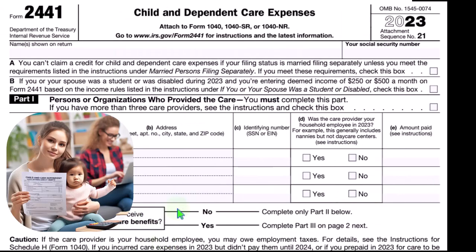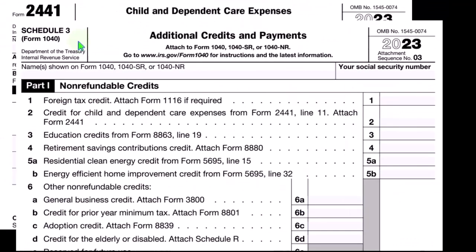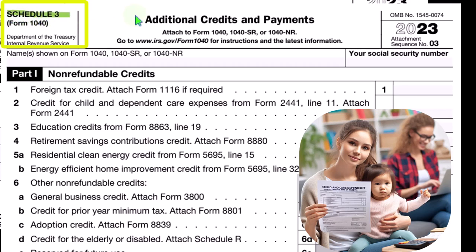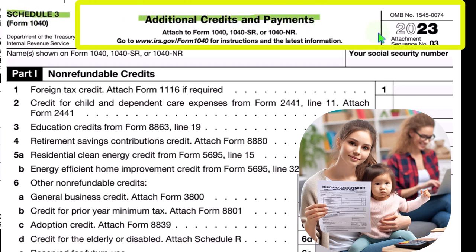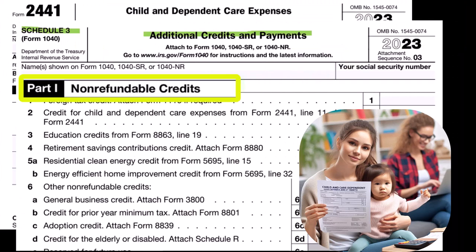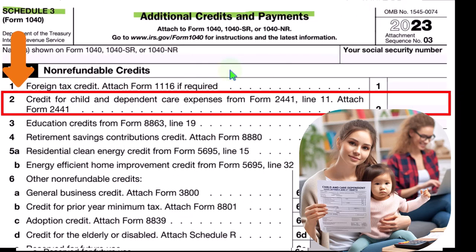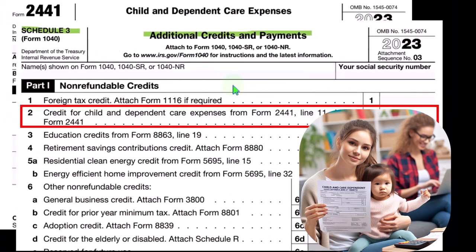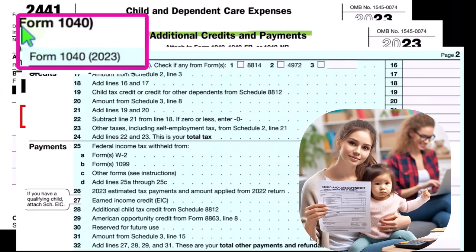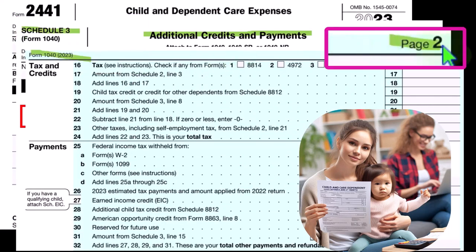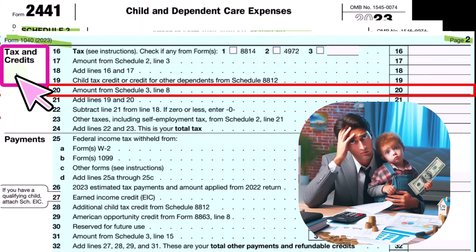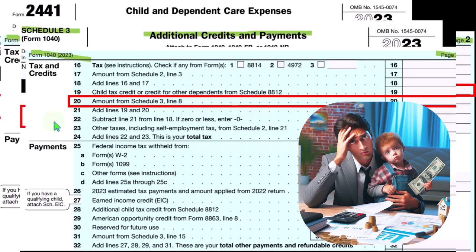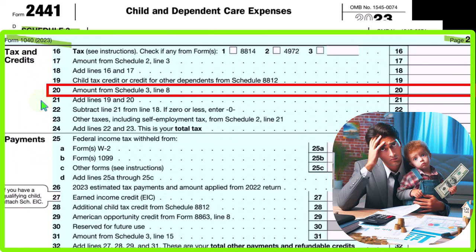So this is going to be the child and dependent care expenses that we're focused on, Form 2441. And this then is the Schedule 3 that it would roll into, the additional credits and payments, part number one. These are the non-refundable credits, the ones that don't take the tax liability below zero. Credit for child and dependent care expenses from Form 2441, line 11. And then this is the Form 1040, and page number two of it, we're focused on the taxes and credits, looking at the credits in particular, those credits that are non-refundable up here rather than down here in the payments section, amounts from Schedule 3.